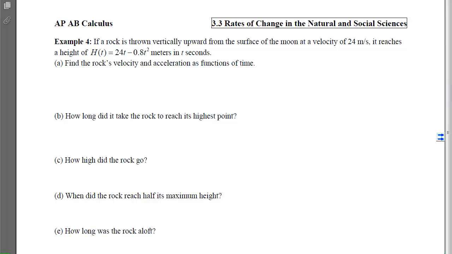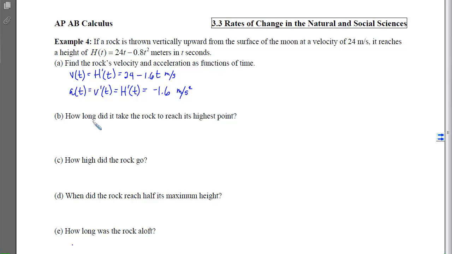With example 4, we're dealing with a rock that's thrown vertically upward from the surface of the moon, and we can model the height with this function h of t. So the first thing we want to do is find the rock's velocity and acceleration as functions of time. So the velocity will be the derivative of that position function, which is 24 minus 1.6 t, and the acceleration will be the derivative of the velocity, or the second derivative of the position, which will give us a negative 1.6. Now we can talk about the units. Velocity is meters per second, and acceleration will be meters per second squared.